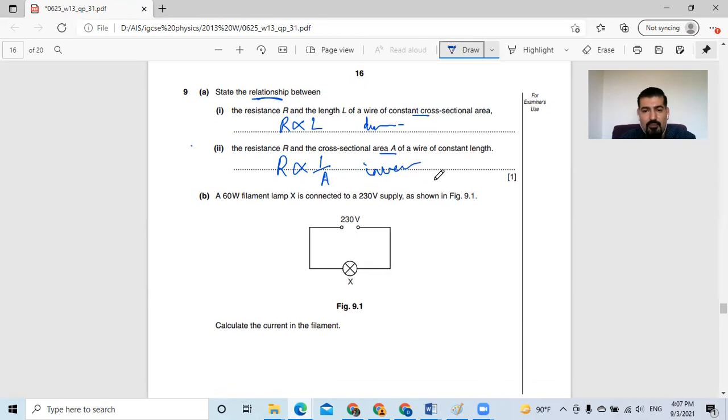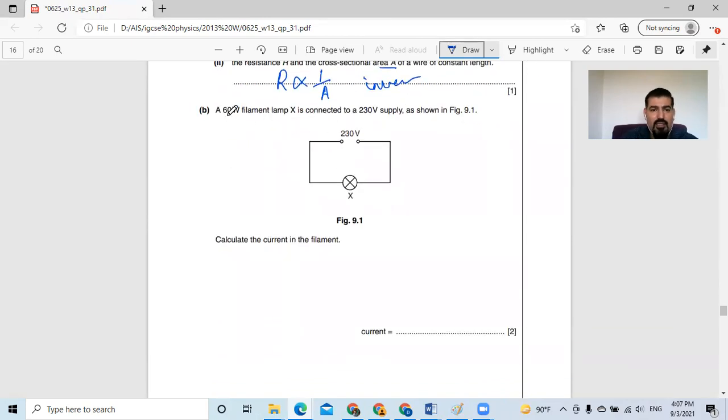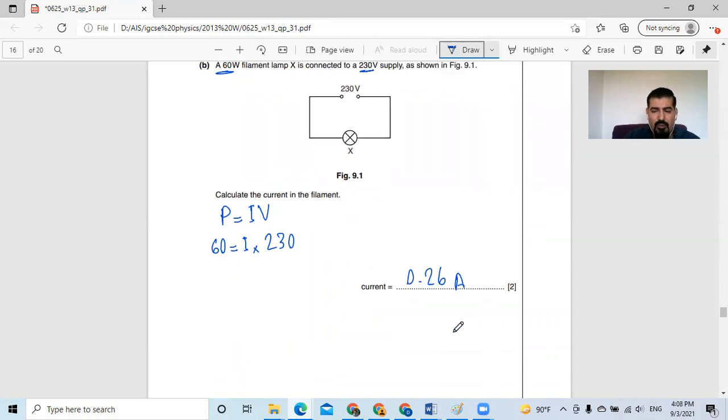Now, what they ask here: a 60-watt filament lamp connected to 230 volts. They ask about the current, and we know that P equals IV, very important, as we learned before. So the power, which is 60, equals the current that we want to find out, multiplied by the voltage, which is 230, divided by 230, 60 divided by 230. It will be what? 0.26 ampere.